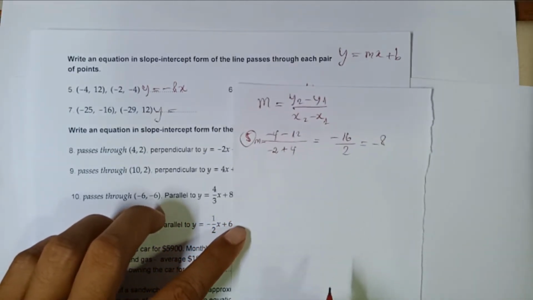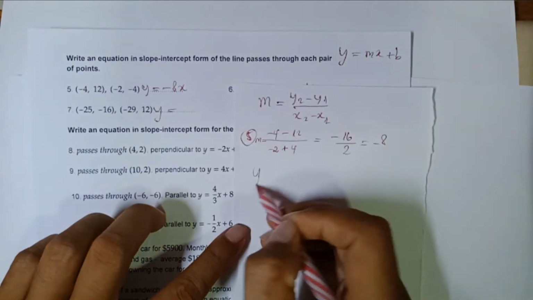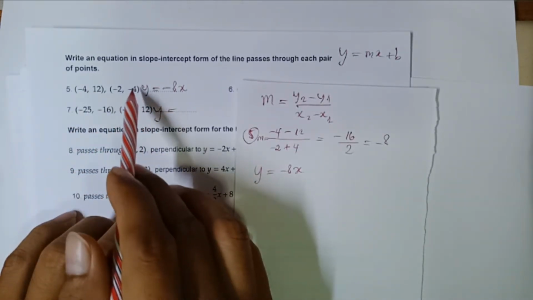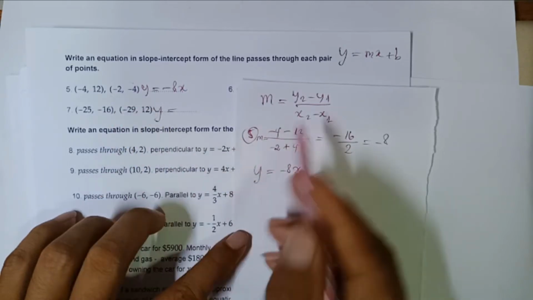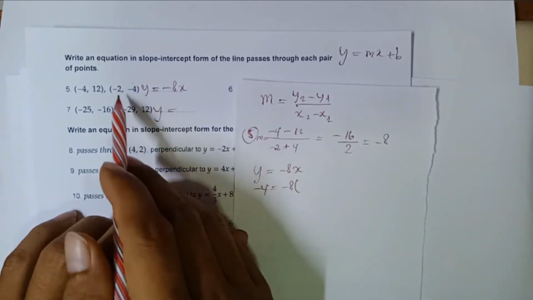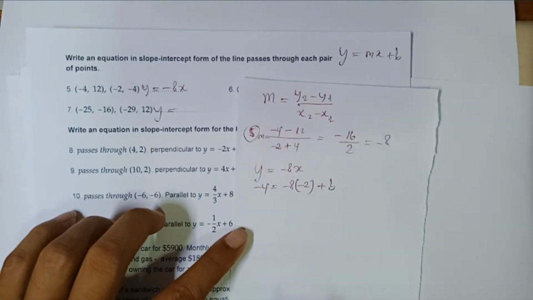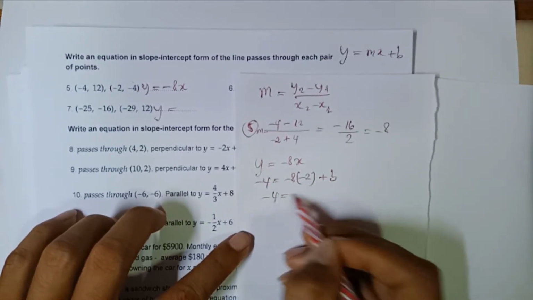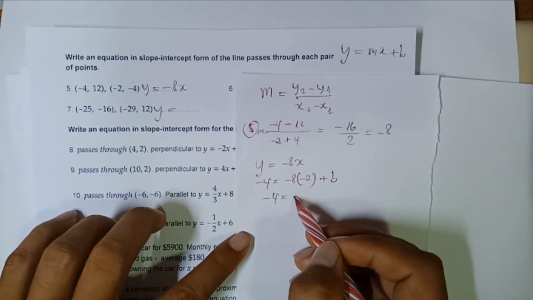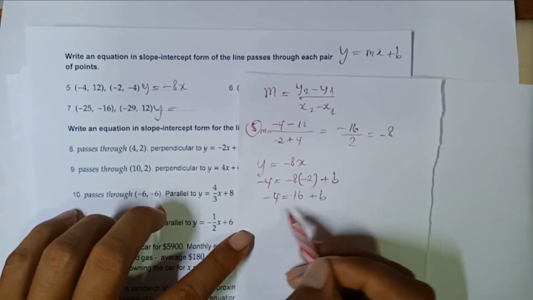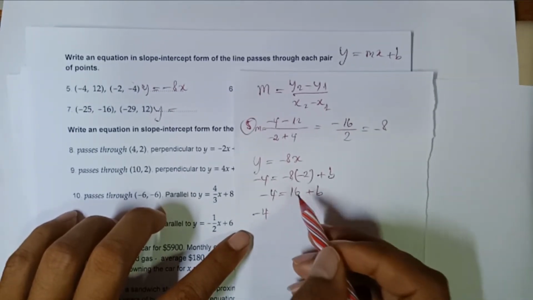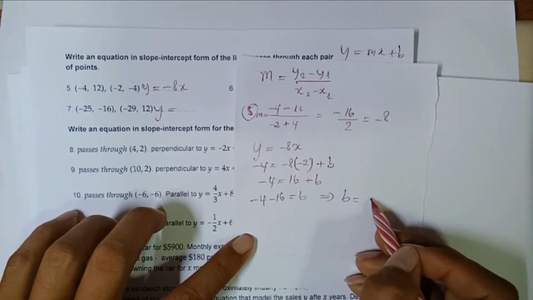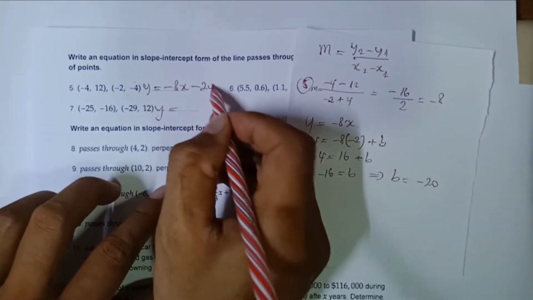Now to find the b value, you're using substitution. So y equal to negative 8x. You can use either point, it's up to you, but I use the smaller numbers. I will use the second point here. So I will have y, negative 4, is equal to negative 8 times x, which is negative 2, plus b. After that, just do the math. Negative 8 times negative 2 is 16 plus b. To find b, negative 4, transpose 16 to the other side, becomes negative 4 minus 16 equal to b. So b is equal to negative 20.